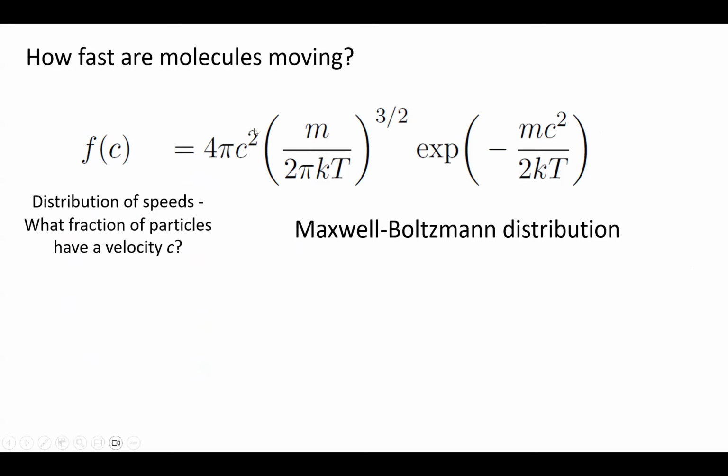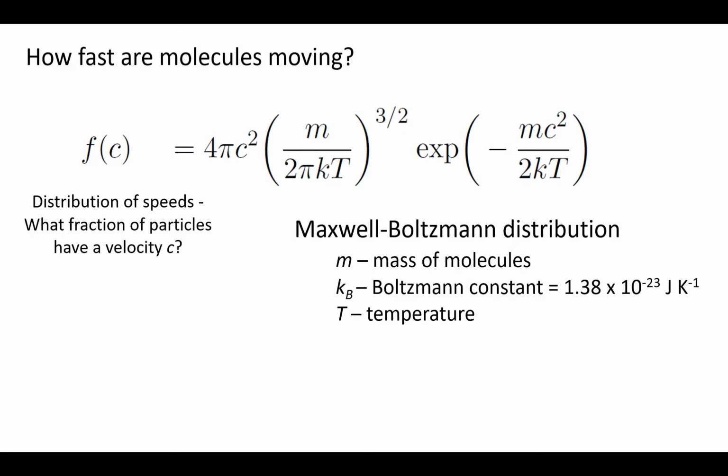And you can look at this functional form then, and C appears in the prefactor, but also in a second exponential decay factor. And so what that means is that the Maxwell-Boltzmann distribution will be non-monotonic. It'll have a portion where the fraction of particles with the velocity C increases, and then a portion where the fraction of particles with a velocity C decreases.